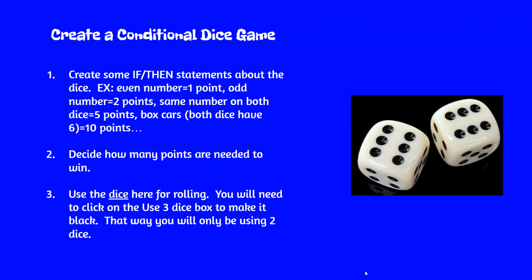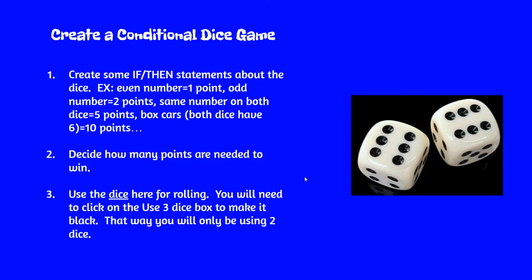You'll be using two dice, and if the two dice added together equals an even number, maybe you can score 1 point. If it equals an odd number, give yourself 2 points. If you roll the same number on both dice, maybe you can give yourself 5 points. If you get boxcars, which is what you see on the screen here with the 2 sixes showing, how about 10 points? You get to make up whatever rules you'd like.